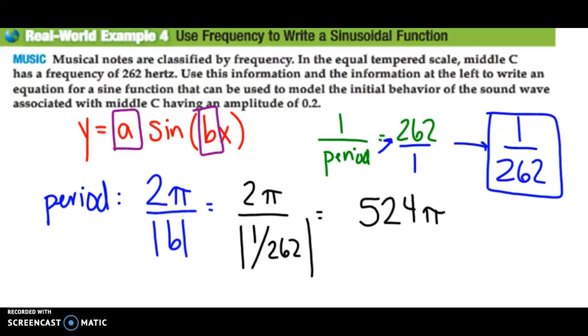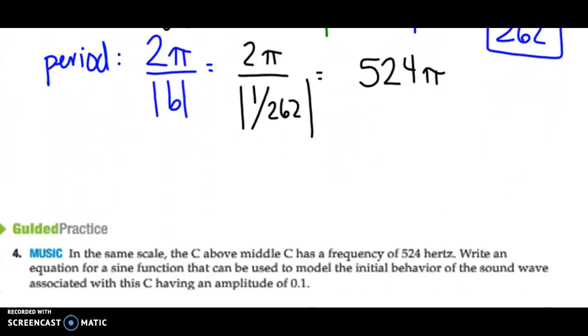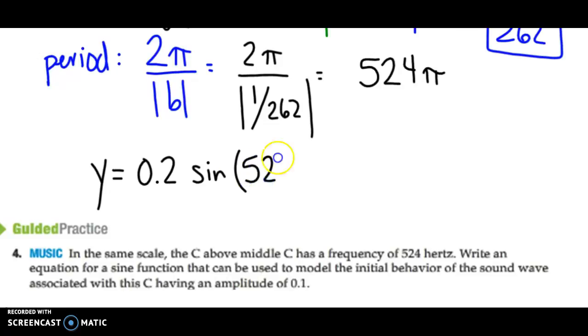Next, I know that my amplitude, they already told me in my problem, is 0.2. So finally, to write the equation of my sine function, it's going to be y equals 0.2, the amplitude, sine of 524 pi x. That right there is the equation of my middle C.